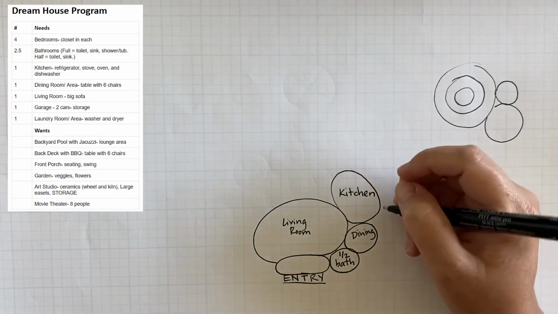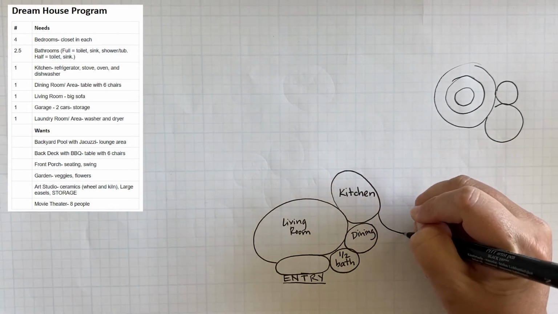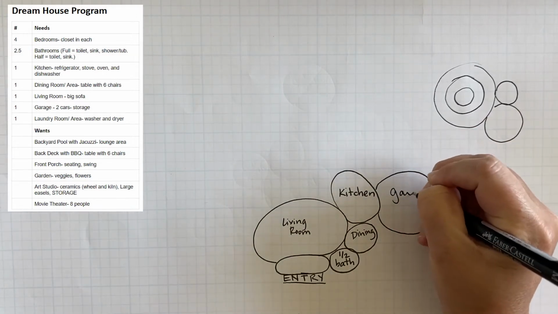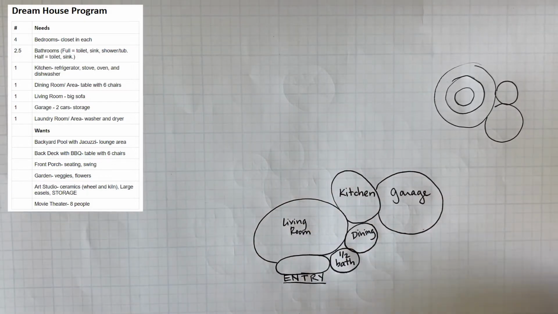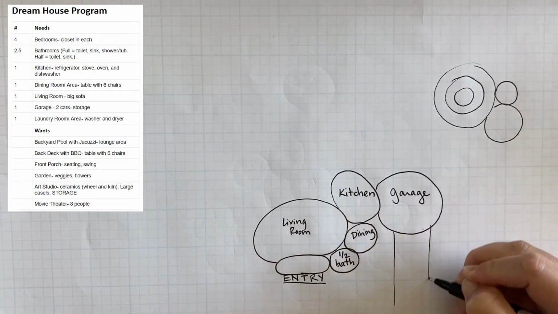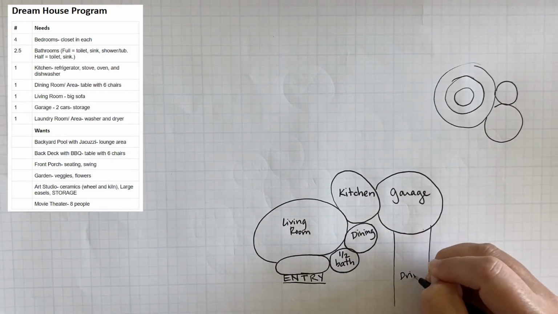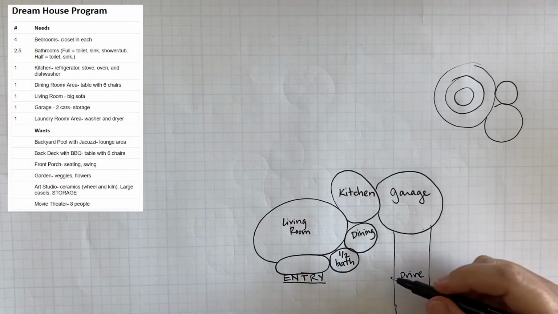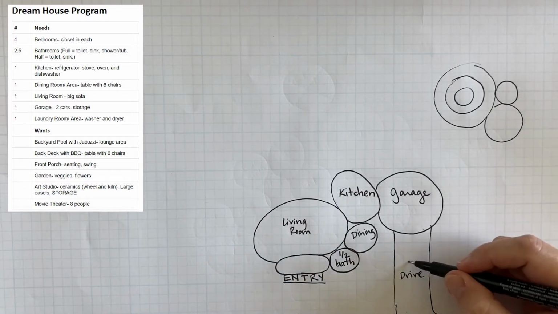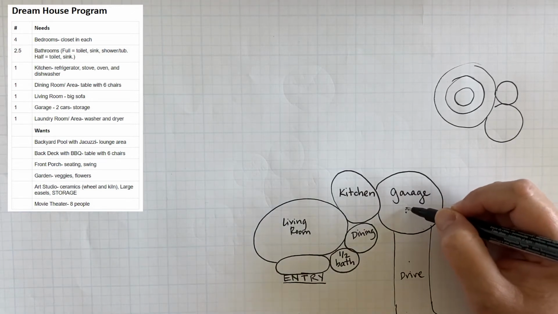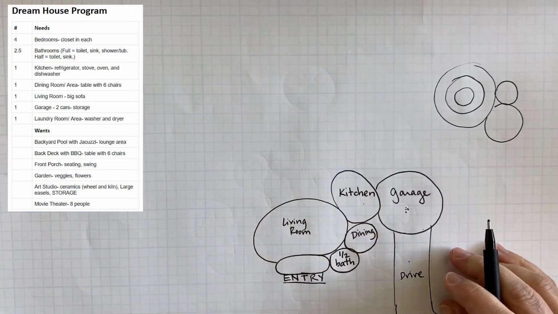And we pick up our groceries in the car. So let's put our garage, it's a big 2-car garage, near the kitchen. And that way, say this is our driveway, and this is the street. That way, when we come into the driveway and go into the garage, we can easily get our groceries out and put them where they belong in the kitchen.